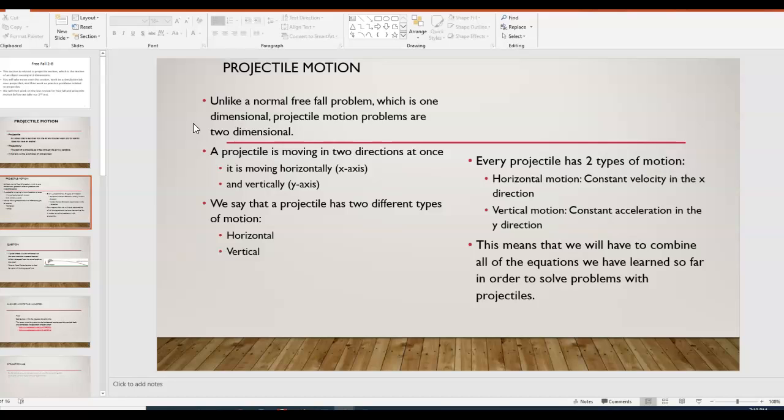Okay, that means we're going to have basically two equations dealing with projectile motion problems, and we'll talk about that in a couple minutes. But basically, what we're going to have is constant velocity, which was the first thing we talked about in this course, and constant acceleration at the same time. We're going to have constant velocity in the x direction, in the horizontal motion, and we have constant acceleration because we have acceleration due to gravity in the y direction as the object is falling. Okay, so we're basically going to have to combine everything we've talked about up to this point.